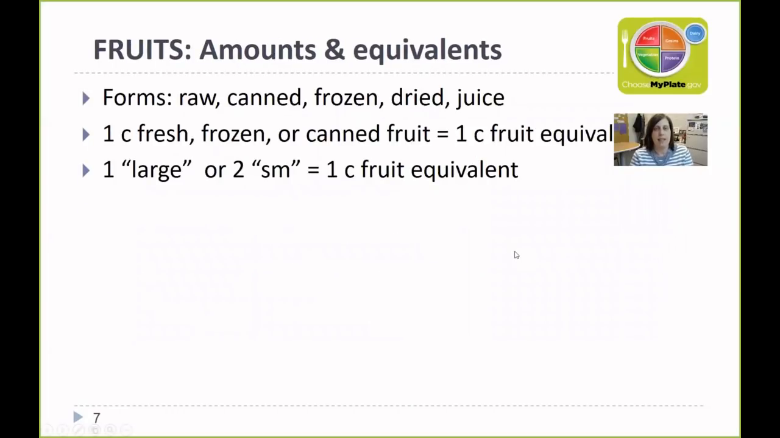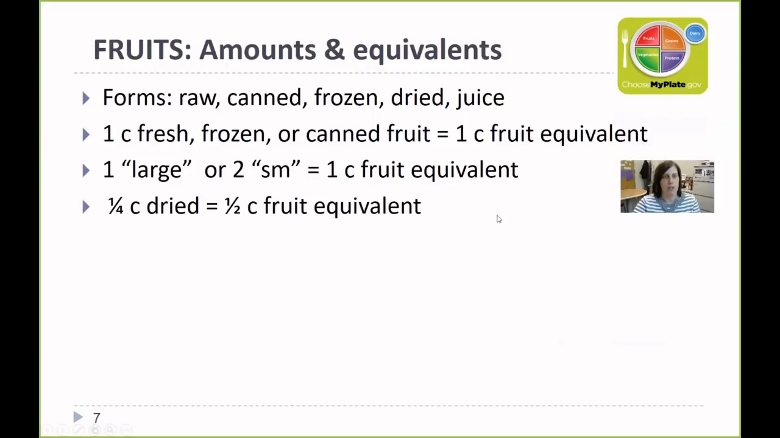What about fruits? Same thing here. You can consume different forms: canned, frozen, dried fruit, juice, and raw. So what do we do for equivalents here? It really depends on what we're consuming. If you have fresh, frozen, or canned fruit, this just goes straight across. So 1 cup of those fresh, frozen, or canned fruit would be a 1 cup fruit equivalent. What about when you eat a piece of fruit? This is a little bit different. Approximately 1 large piece of fruit or 2 small pieces of fruit would be about a 1 cup fruit equivalent.